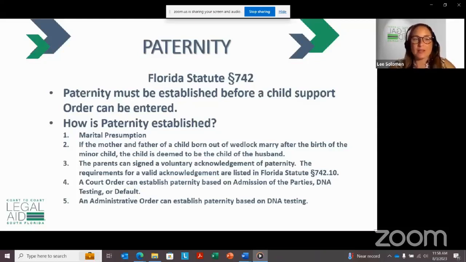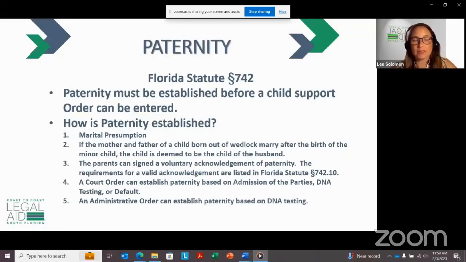The third way is that the parents can sign a voluntary acknowledgement of paternity. The requirements for a voluntary acknowledgement of paternity are laid out in Florida Statute 742.10. This can be signed when the child's born in the hospital, or it can be subsequently signed at a later date. There are very specific requirements surrounding notarization and witnesses that are laid out in the statute. It's important to note that if a voluntary acknowledgement of paternity is signed and neither party does anything to rescind that acknowledgement, then paternity for the child will be established by operation of law.